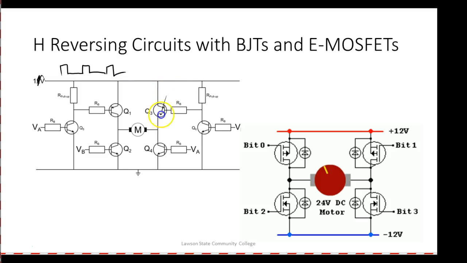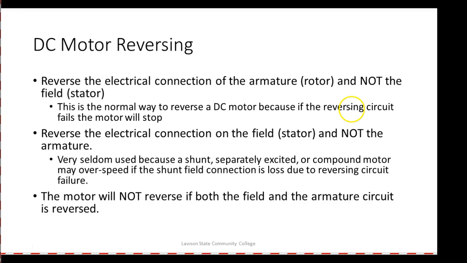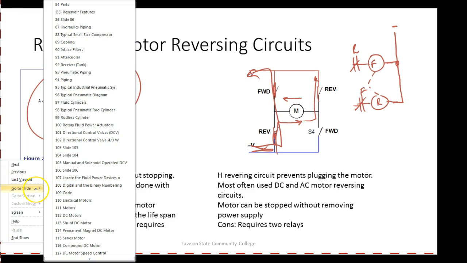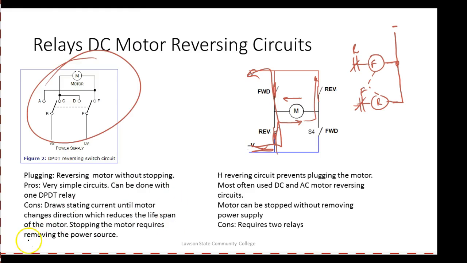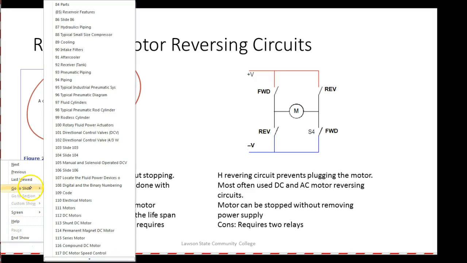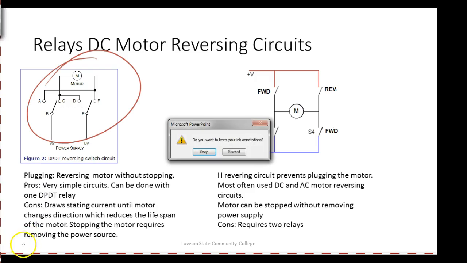Your PLC doesn't have this capability, so normally you use your PLC to control the relays that control this H controller. I shouldn't erase that, it was good. What we do is have one relay. If it's on a PLC, it would probably look something like this.